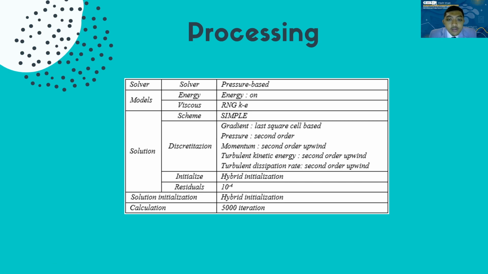And the scheme is SIMPLE, and the discretization gradient is least squares cell based, and below there are second order upwind for all parameters. And the initialization is hybrid, residuals is 10 to the power minus 4, and we can calculate with 500 iterations.